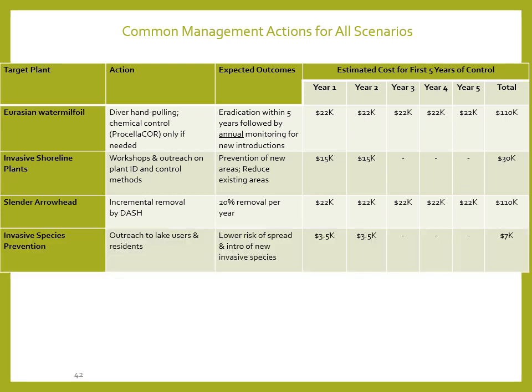Lastly, common to each fragrant water lily scenario is the inclusion of an invasive species prevention effort, which was highly favored by the steering committee. The intent is to lower the risk of spread of invasive species into Lake Roesiger, but also in the case of slender arrowhead, just as an example, to prevent its spread from Lake Roesiger to other nearby water bodies. These outreach efforts are estimated to cost approximately $3,500 per year for the first 2 years.